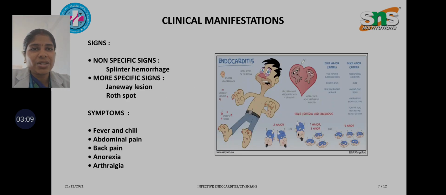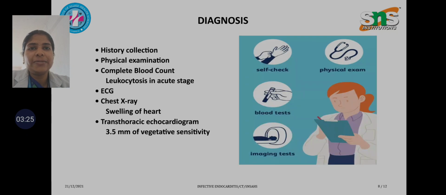Clinical manifestations include signs and symptoms. Signs are non-specific, such as splinter hemorrhage, and more specific signs are Janeway lesions and Roth spots. Symptoms again include fever, chills, abdominal pain, back pain, anorexia, and arthralgia.